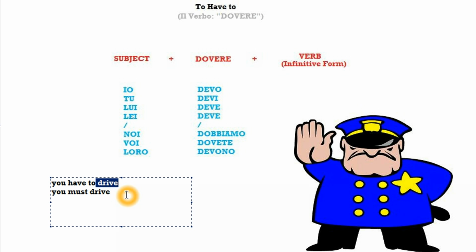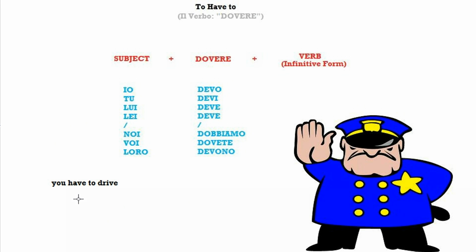Now in Italian it's much easier because you only have one way of expressing the idea of orders or obligations, and that is by using the verb dovere. What you do is you have your subject personal pronoun in front, same as what happens in English. Then you have the verb dovere. In English you would have the verb to have. And then you have the infinitive form of the verb that you want to use. In this case, the verb to drive.